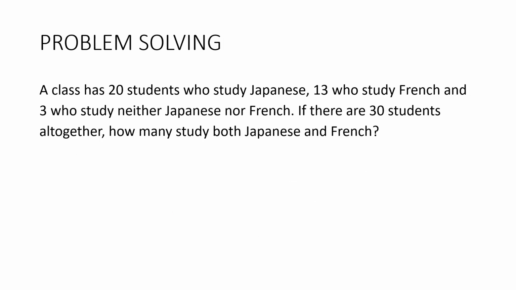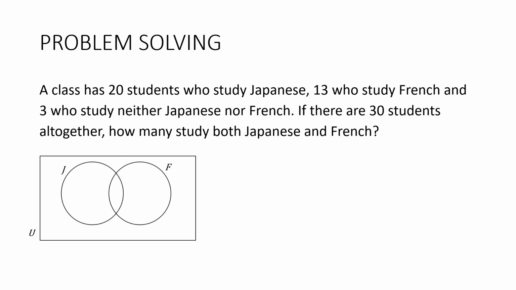We'll quickly cover a problem-solving question involving Venn diagrams. The class has 20 students who study Japanese, 13 who study French, 3 who study neither Japanese nor French. If there are 30 students altogether, how many study both Japanese and French? So I'm going to draw a Venn diagram. Start with the rectangle and the 2 circles. Our universal set, of course, is the 30 students. And then we've got the Japanese-speaking students and the French-speaking students. Now, we're told that 3 study neither Japanese nor French, so that goes outside the 2 circles.